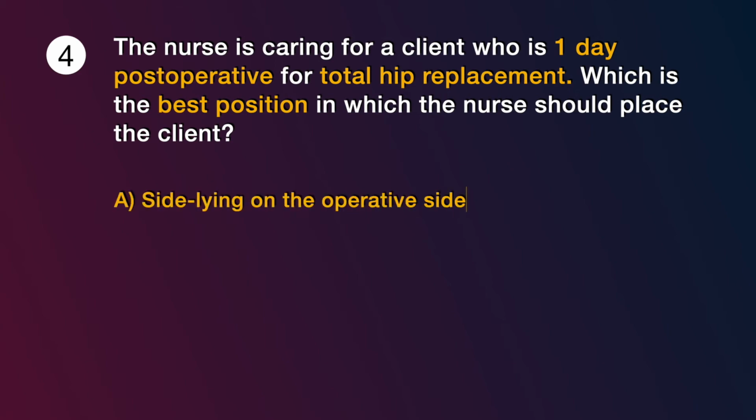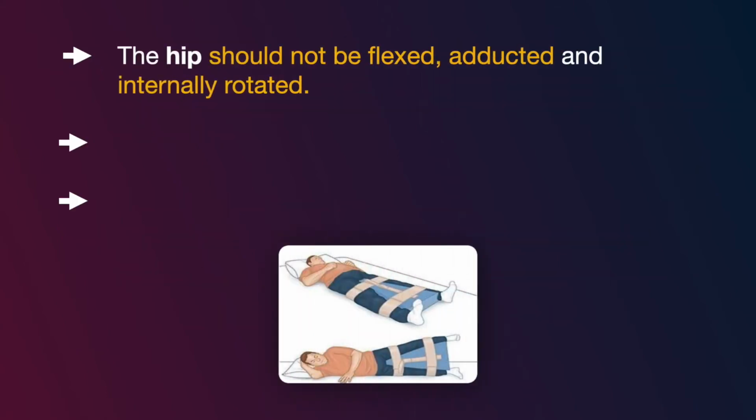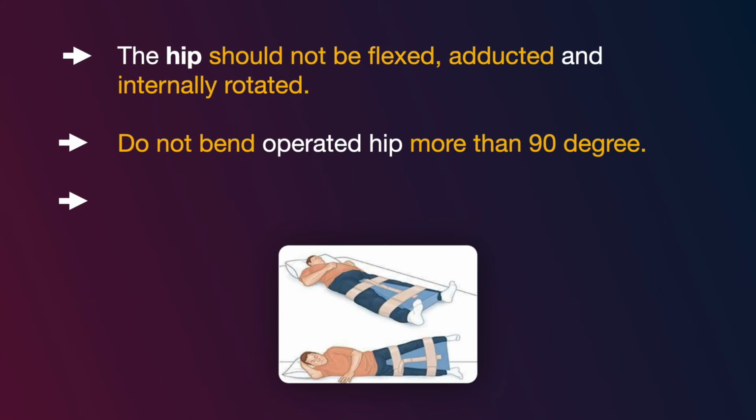Options are: side lying on the operated side, on the non-operated side with the legs abducted, side lying with the affected leg internally rotated, side lying with the affected leg externally rotated. So the correct answer is B, on the non-operative side with the legs abducted. The hip should not be flexed, adducted or internally rotated because it may cause dislocation of the hip. Do not bend the operated hip more than 90 degrees. Do not cross the legs.